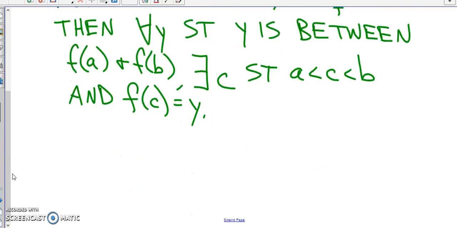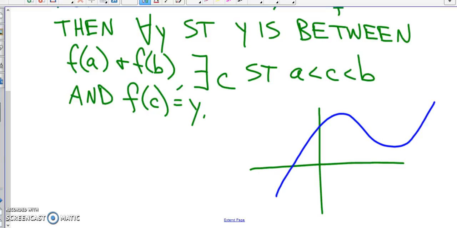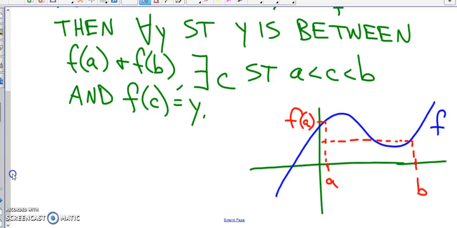So, here's a picture for you. Let's say that this is f. Now let's further say that this is A, and I guess I'd rather extend this a little bit. Let's say that this is B. So that y value right there is f of A, and that y value right there is f of B.